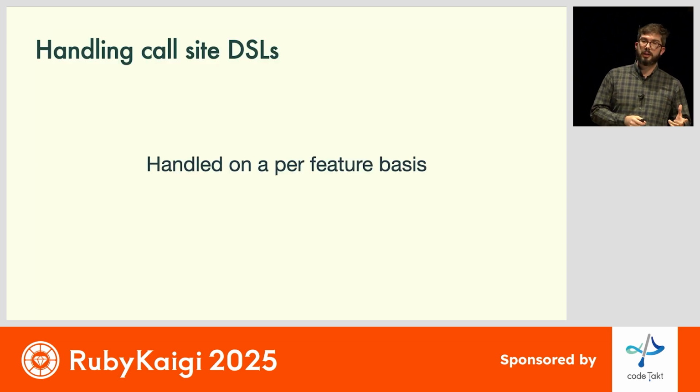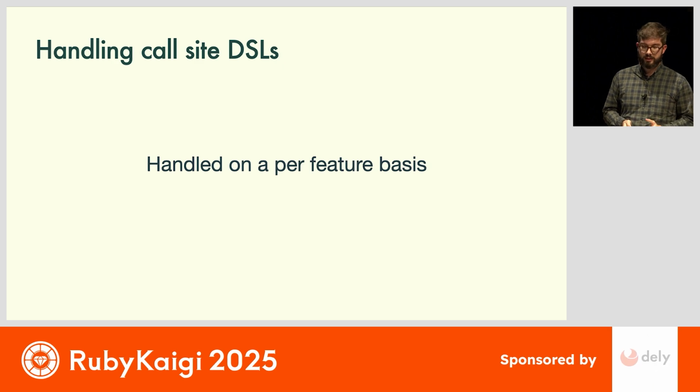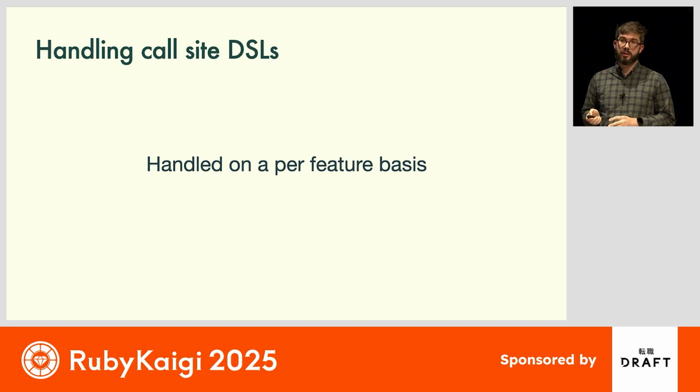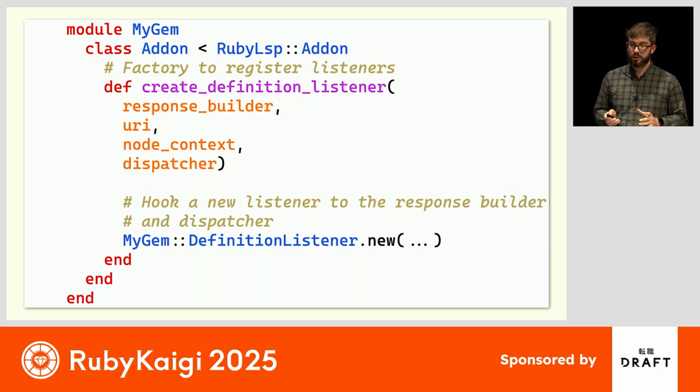Moving on to the other type of DSL that we talked about, call site DSLs. These are not a part of the indexing process because they don't impact the declarations that are available in the code base. So these are handled on a per feature basis. Not every feature makes perfect sense for these call site DSLs, so it's better that we handle them based on what we want to augment in the LSP. And the example we're going to see here is augmenting go to definition.